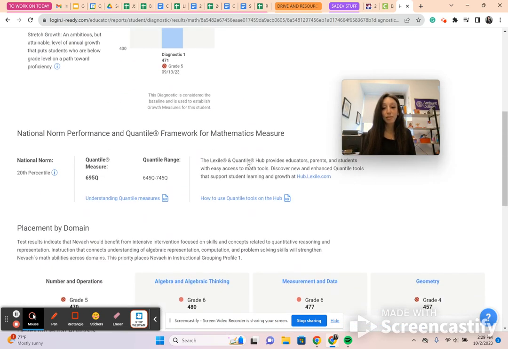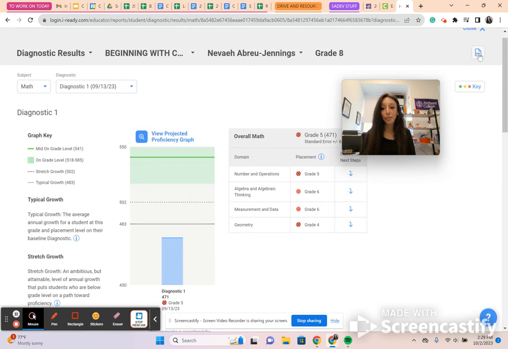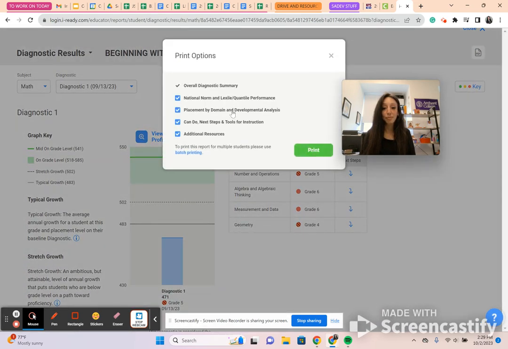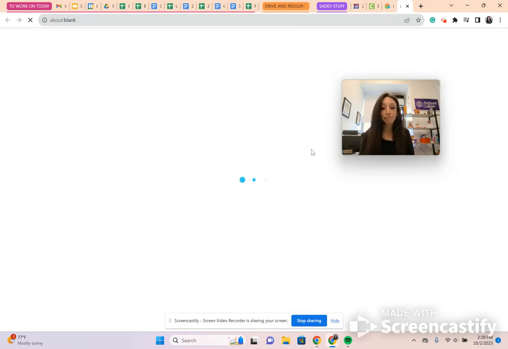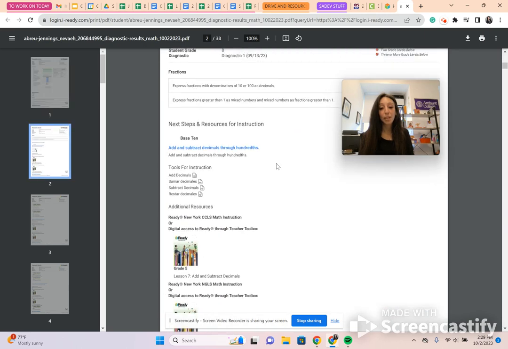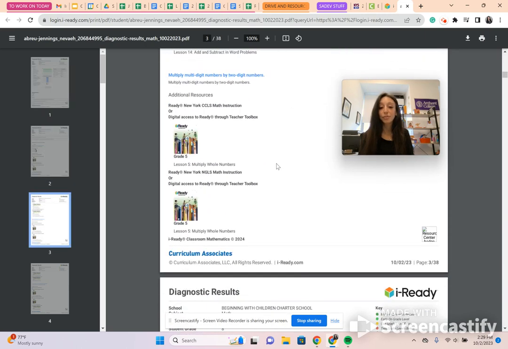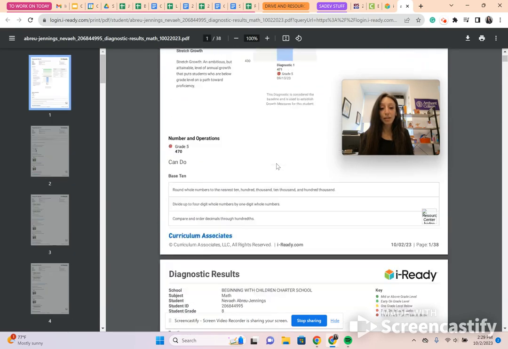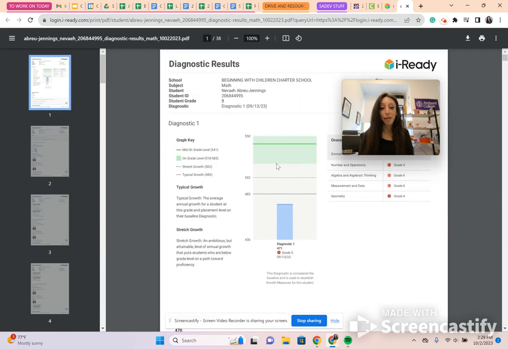And so if I wanted to print Nevaeh's individual report, I'd go up to PDF, and then I would select the criteria here that help students know basically what they are working on. So let's say we really just want to show them what they're working on. I would select Can Do and Next Steps for Instruction, and some resources. This is always a cool report to send home, and also to go through if you're conferencing with students and doing data chats. So basically, the can do and next steps summarized for a student.